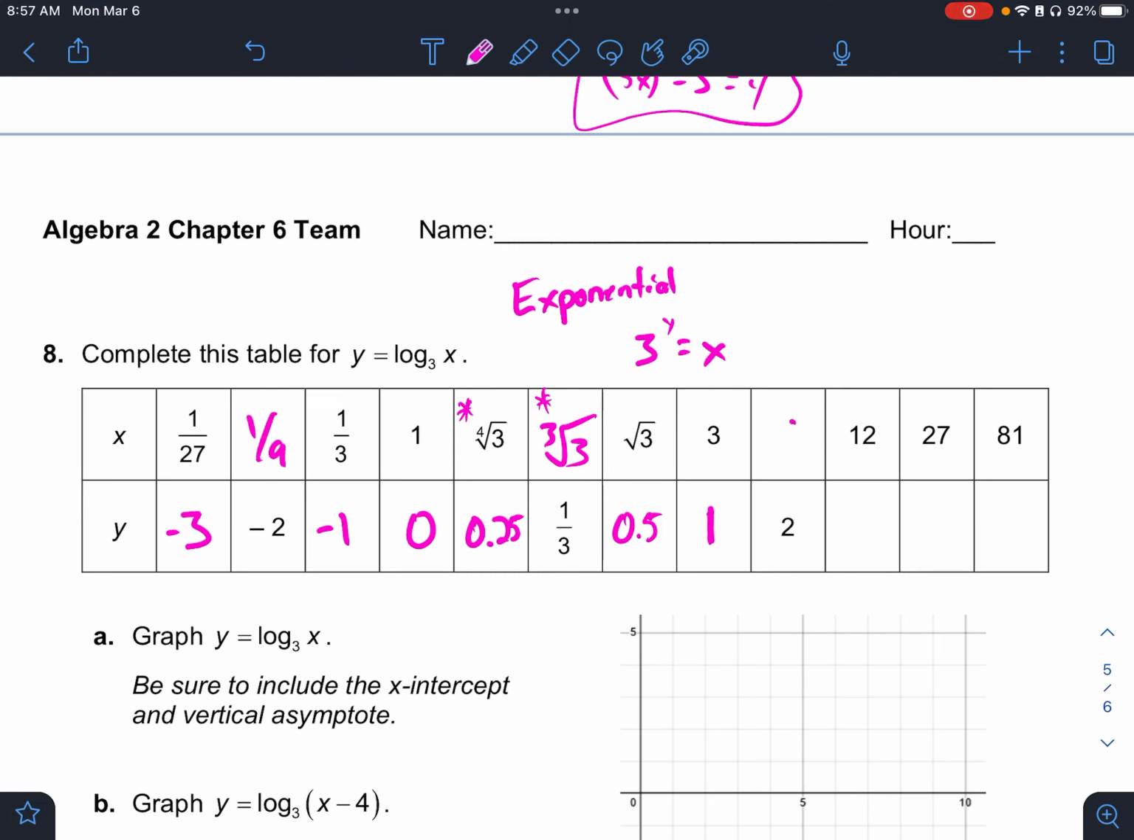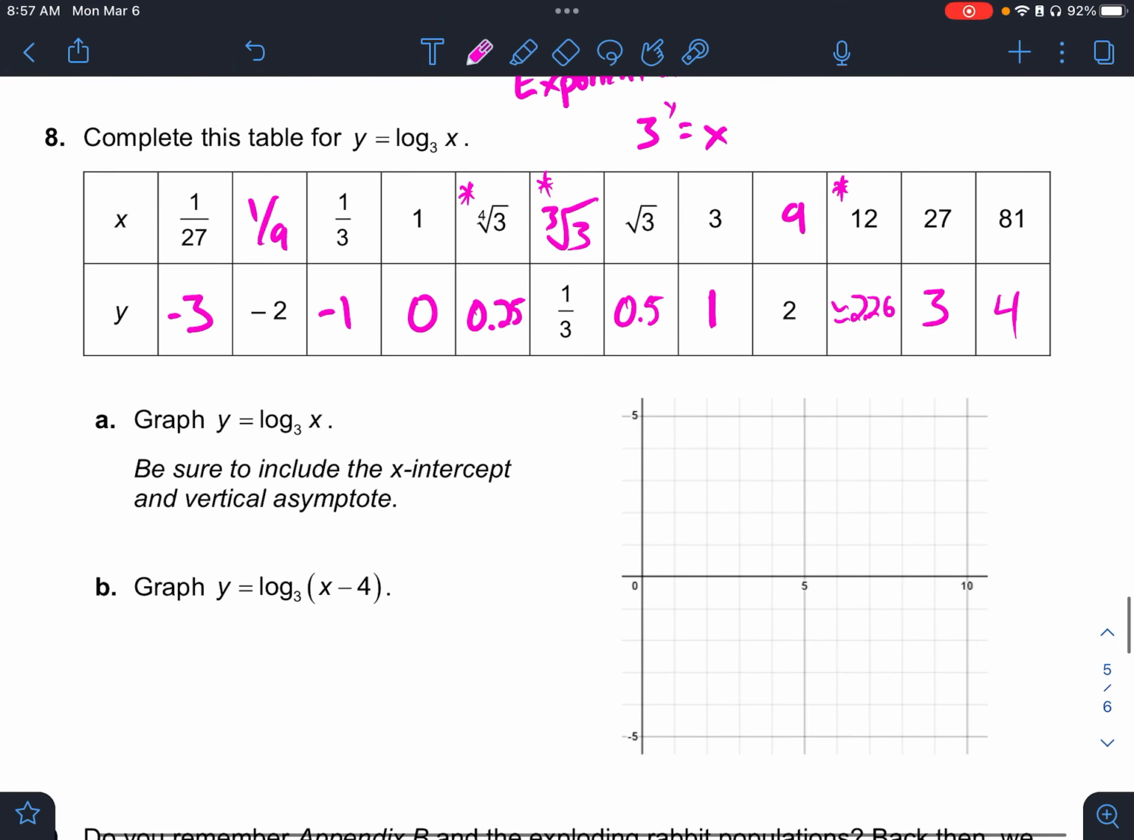It's going to be 1. This one's a little bit weird too because it doesn't come out perfectly, so we'll say about 2.26, and the rest of them come out pretty decent. Now when I graph this, if you have a graphing calculator, it goes pretty smoothly. Or actually you can use your table.